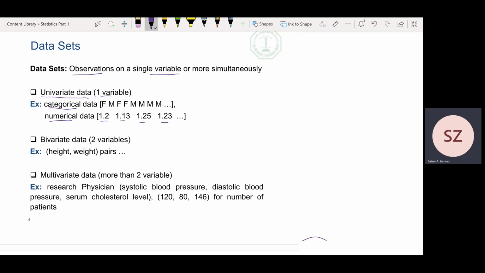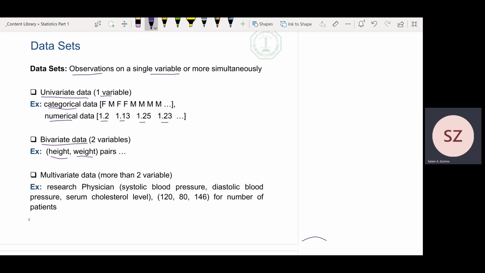Or you can have bivariate data. While you are collecting the data, for every point, for every person, you are collecting, for example, height and weight. So in this case, your data set contains a pair of information for every point. For every person in Saudi Arabia, I'm collecting the height and his weight. So in this case, this is bivariate.